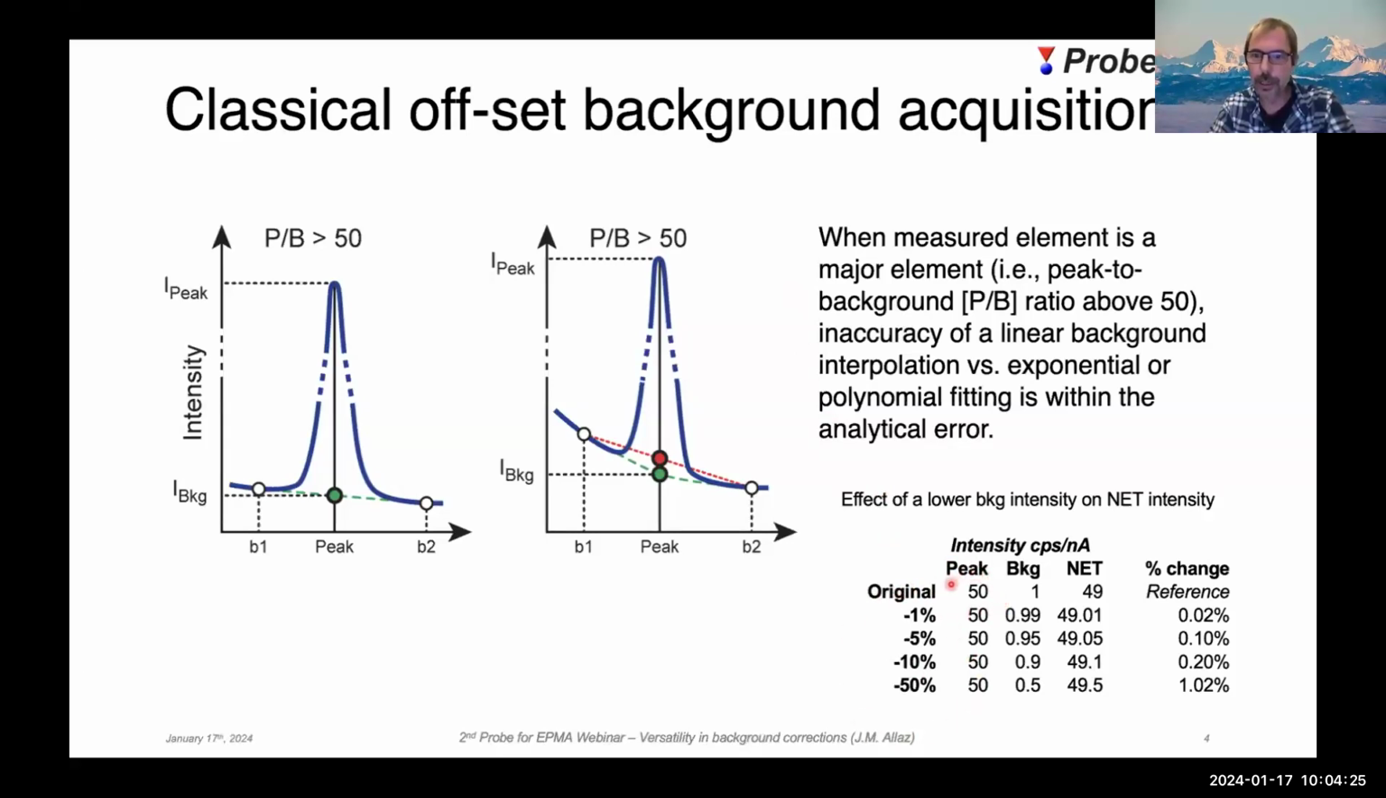We assume that we have an intensity of 50 counts per second per nanoampere on the peak and 1 on the background. Now, let's assume that your background measurement was wrong, and it may be 1% less. If it is 1% less and you calculate again your new net intensity, you will have a change of merely 0.02%. Even if you are wrong with your background acquisition by minus 10%, it merely changes by 0.20% the overall net intensity on your peak. So basically, this uncertainty that you have on the approach of linear versus curved is almost not visible. It will be mostly within the uncertainty of your own measurements.